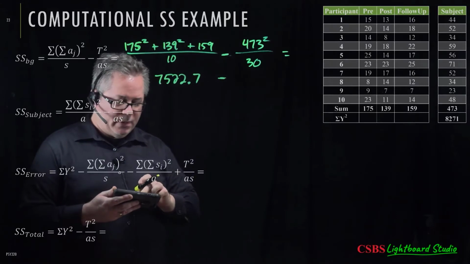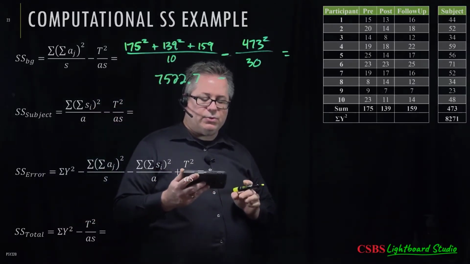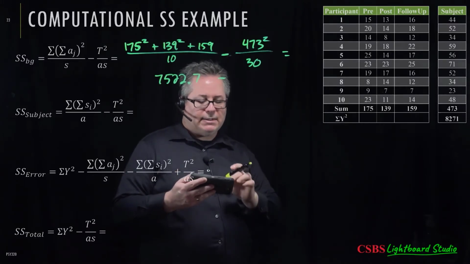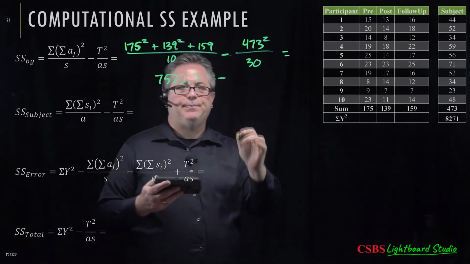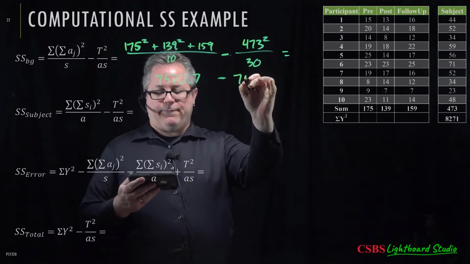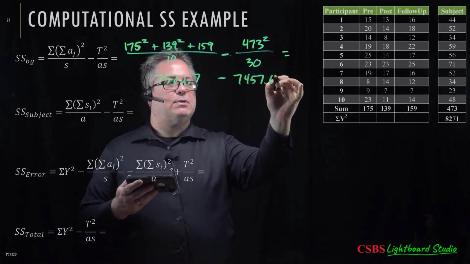Minus 473 squared is 223,729, and that divided by 30 equals 7,457.633.